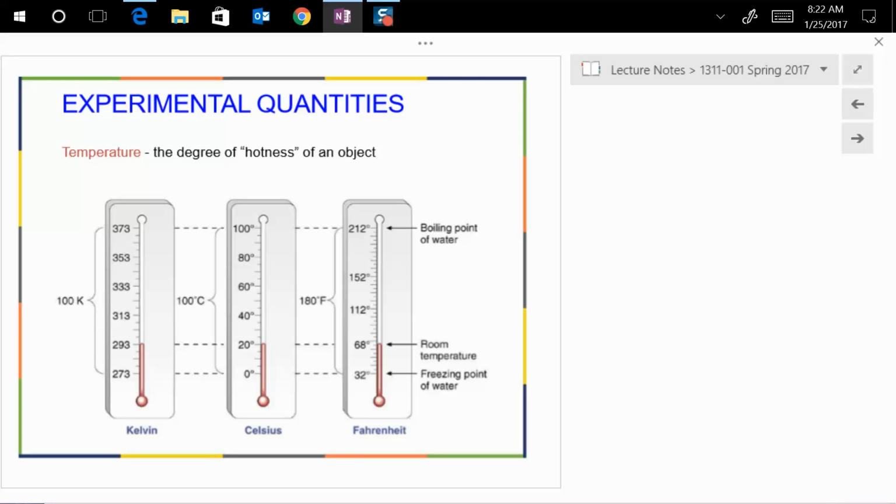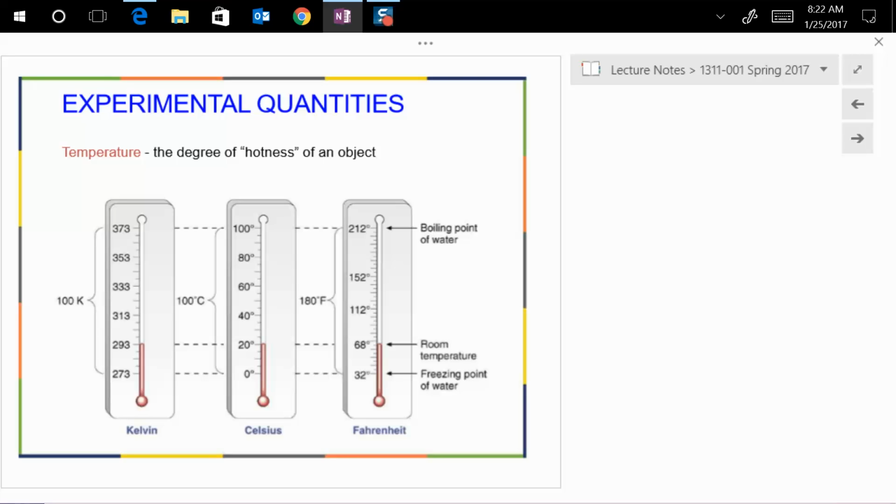So if I went to 0 Kelvin, that is absolute 0. That means there's absolutely no more energy in a system, and that's the coldest you could ever attain. Which is absolute 0. So that's what the Kelvin scale is based off of.